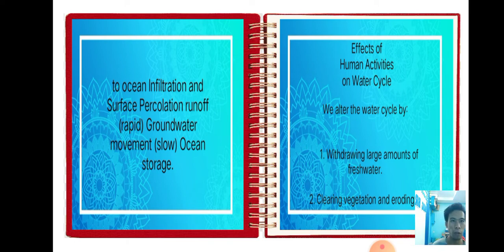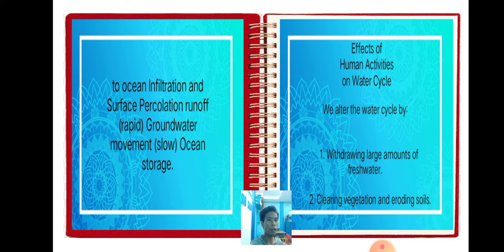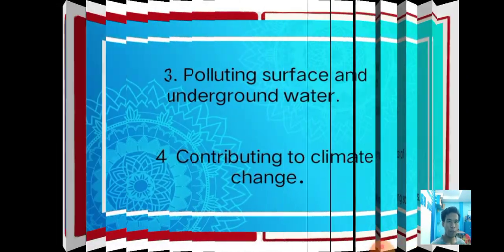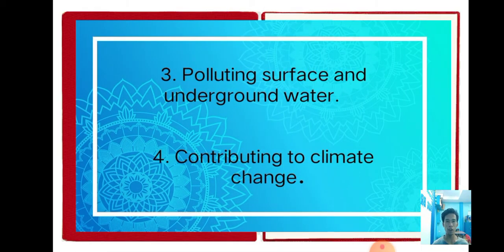So the effects of human activities on the water cycle. First, we alter the water cycle by withdrawing large amounts of fresh water. Second, clearing the vegetation and eroding soils. Third, polluting surface and underground water. And the fourth one, contributing to climate change. So these are the different effects on the water cycle related to biogeochemical cycles.